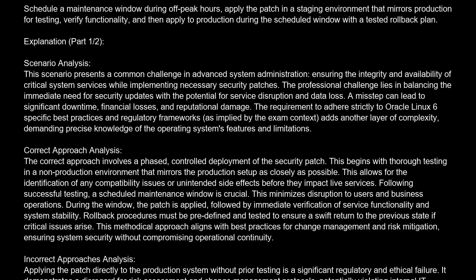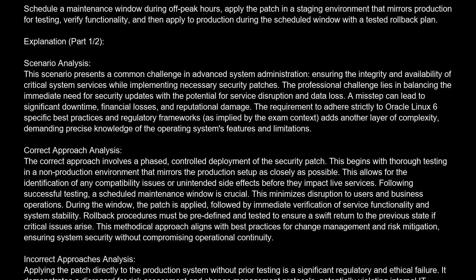The correct answer is D. Schedule a maintenance window during off-peak hours. Apply the patch in a staging environment that mirrors production for testing, verify functionality, and then apply to production during the scheduled window with a tested rollback plan.